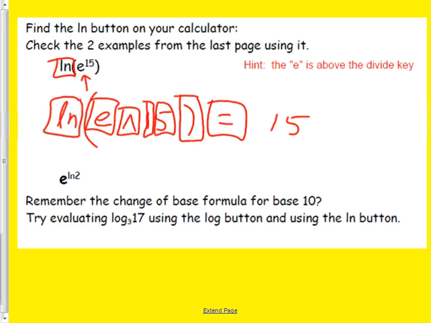Okay, this other one, e to the power of ln 2. Try it. We know the answer is supposed to be 2. Just make sure you know how to type it in right, because if it doesn't come up to 2, it only means you didn't type it in right.